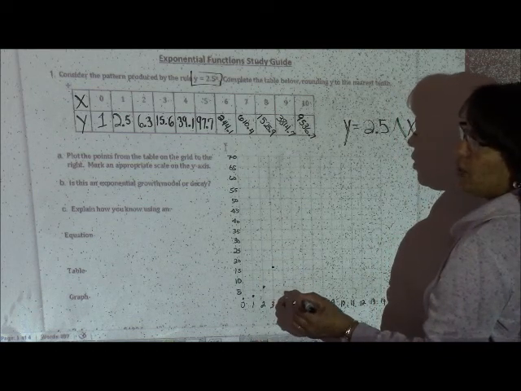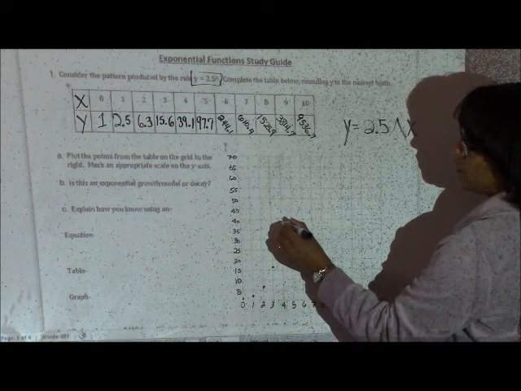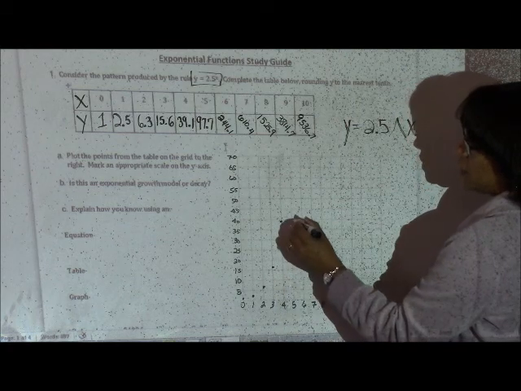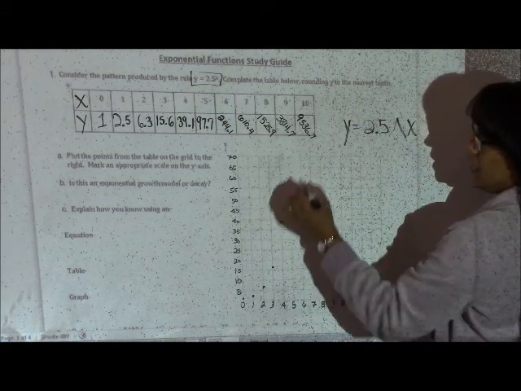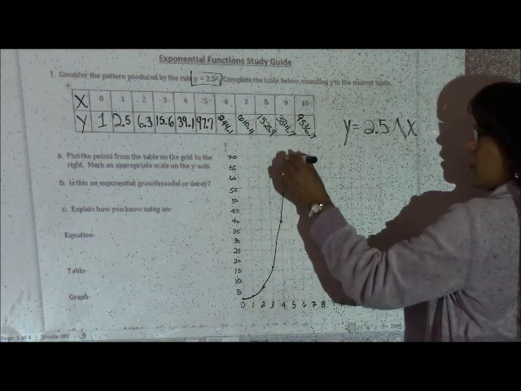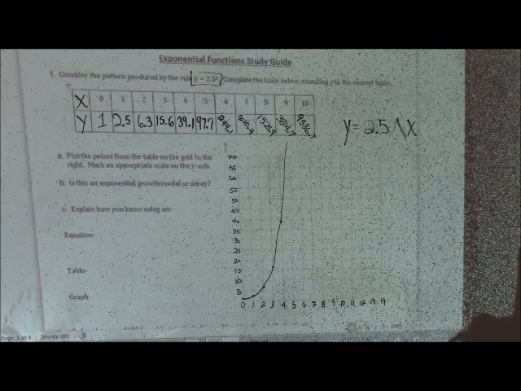And then at 4, our y is 39.1. At 5, our y is 97.7. And we can see that's too high, so now we're just going to go ahead and sketch our graph. And we see the pattern. So that is what you had to do for A.